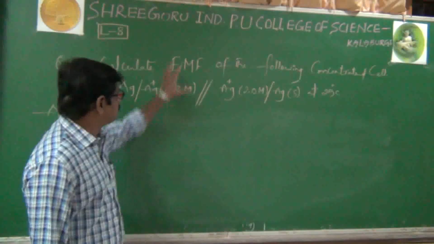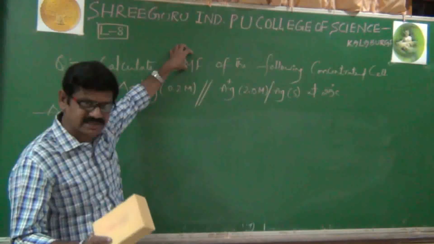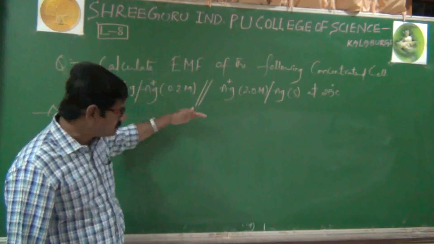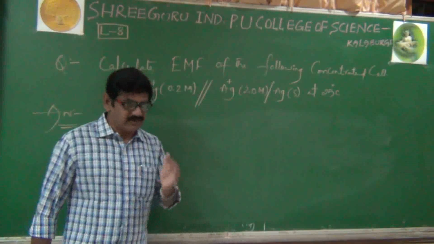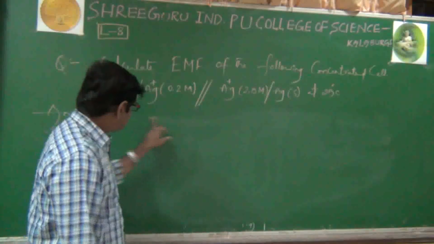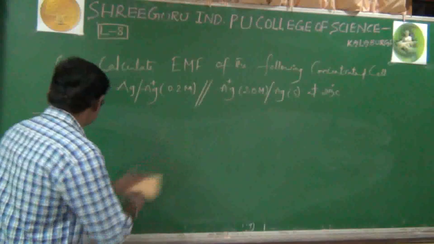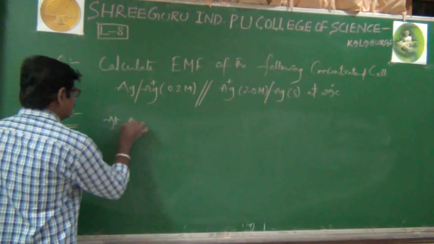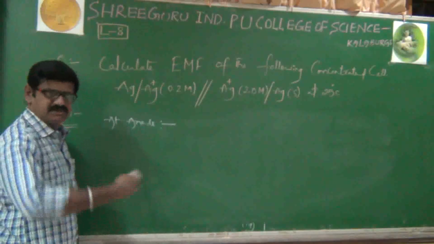Before we solve for EMF, that is the cell potential, first we'll write the net cell reaction, nothing but the overall cell reaction. For that purpose we have to write the anode reaction as well as the cathode reaction. Therefore, at anode, what happens? Let's see that. Anode is nothing but oxidation.